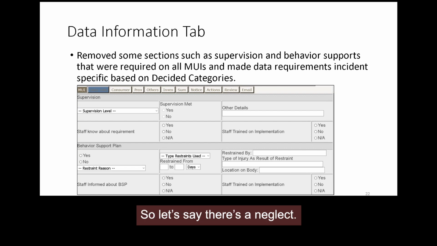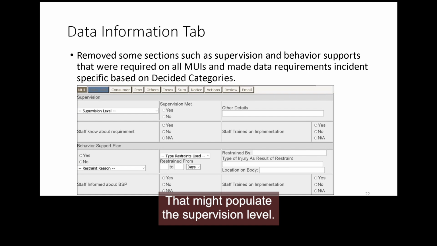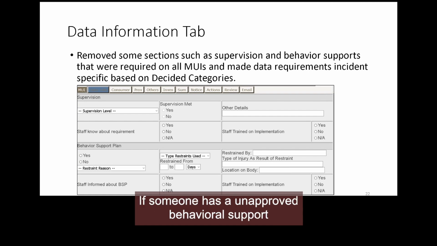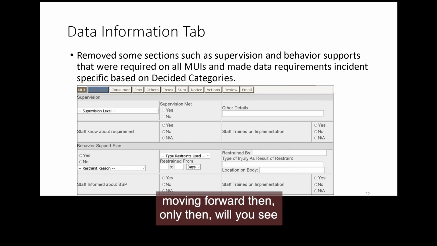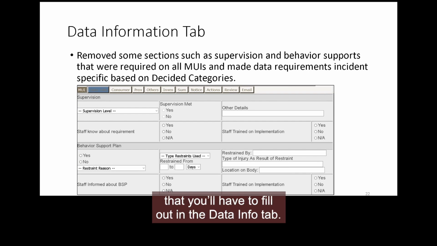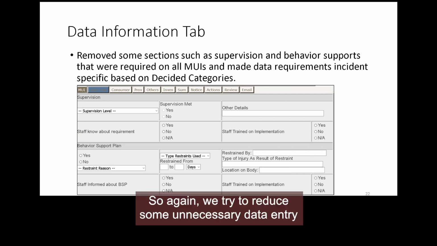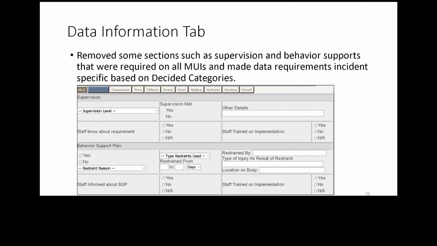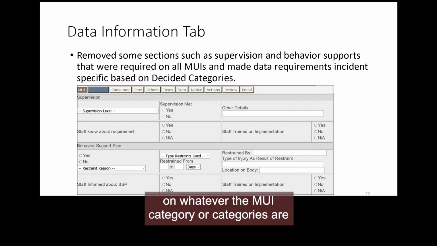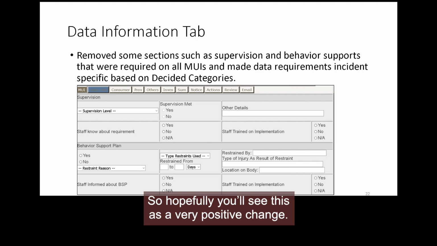So let's say there's a neglect, then you'll see this information. It's going to be very incident specific. That might populate the supervision levels. If someone has an unapproved behavioral support moving forward, then only then will you see this information about behavior support strategies that you'll have to fill out in the data info tab. So again, we tried to reduce some unnecessary data entry and really focus it and make it more targeted on whatever the MUI category or categories are for that one MUI. So hopefully you'll see this as a very positive change.